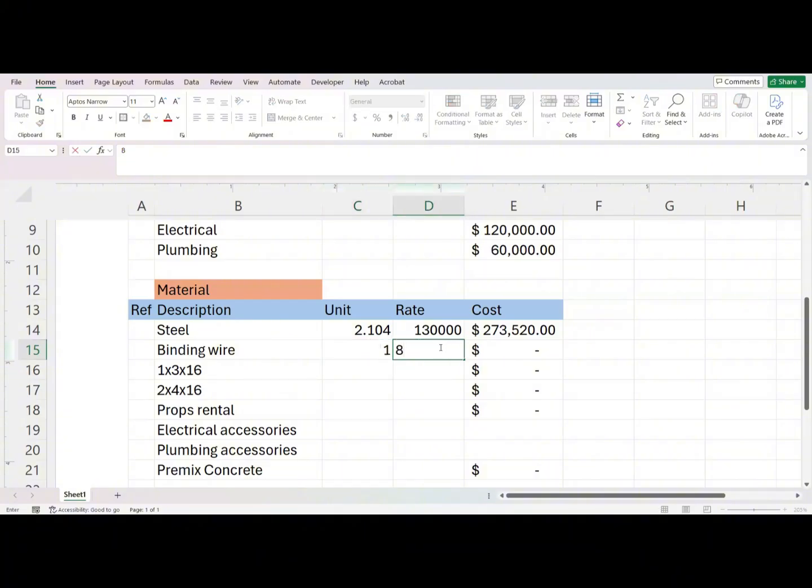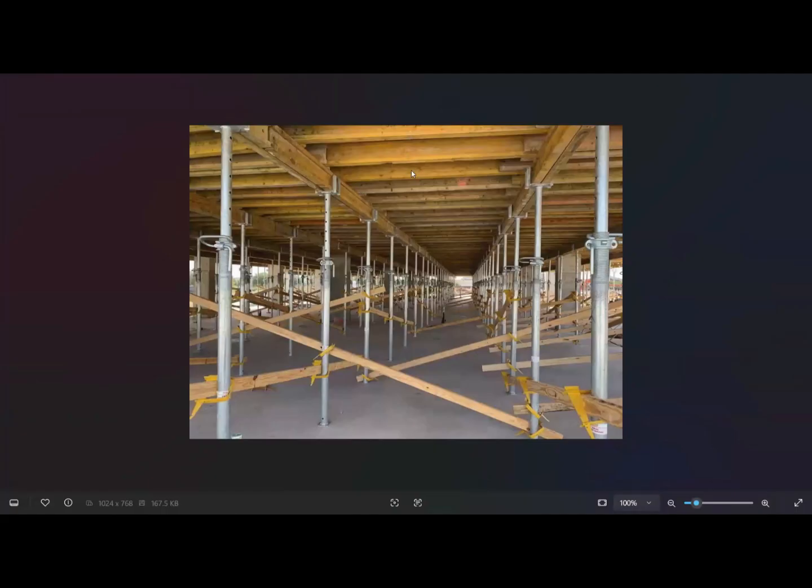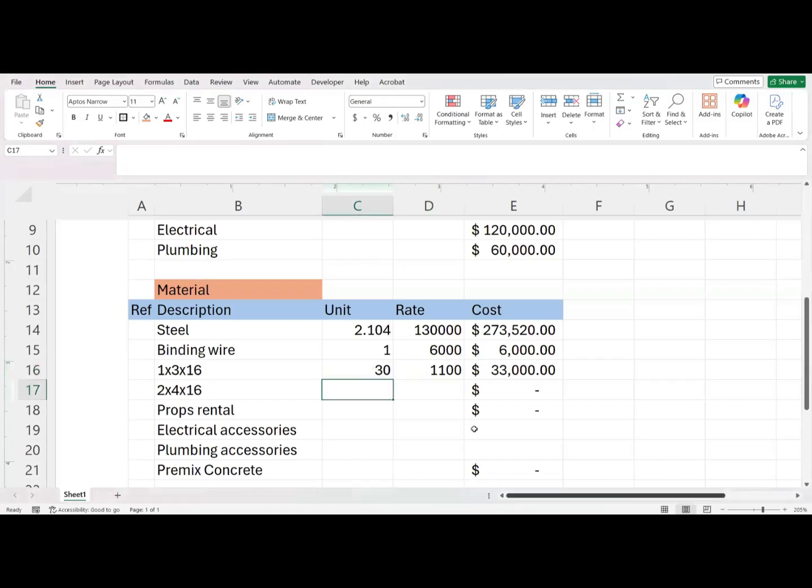In this particular case, you want to reserve at least a roll of binding wire, and I am going to use that at a cost of $6,000. I'm also going to consider the 1x3x16s, which are seen as slab, and I'm going to use 30 pieces of that at a cost of $1,100. Another thing to consider is 2x4x16s, which are mostly going to be used for the joists that are used to support the sheeting, and we are going to put that at a count of 110 pieces.